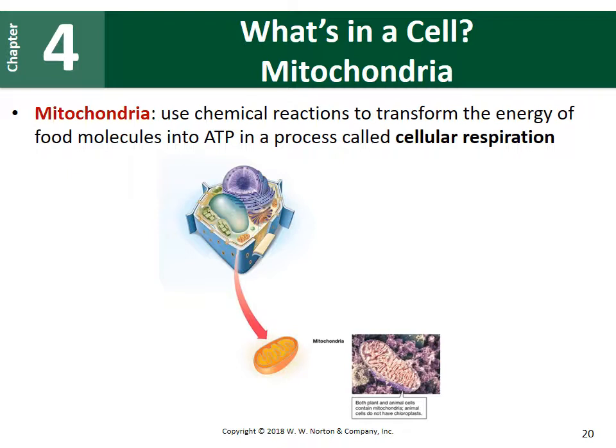Another structure are the mitochondria. Mitochondria are found in both animal and plant cells. And these structures, they use chemical reactions to transform energy of food molecules into ATP using the process called cellular respiration. And we will come back to how this process actually works in the next chapter.